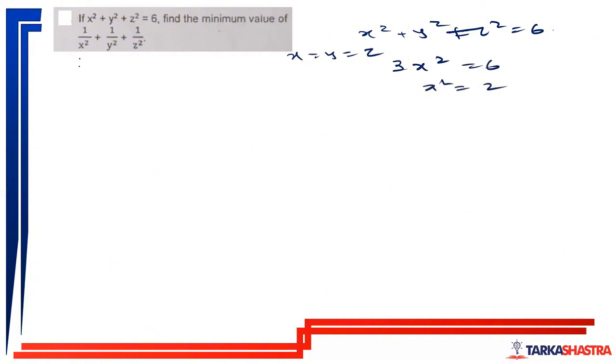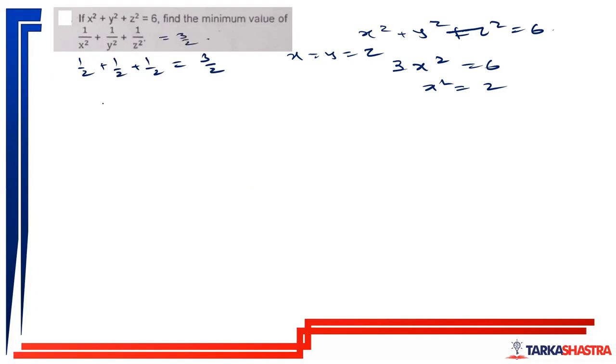Now 1 by x square will be 1 by 2. 1 by y square will also be 1 by 2. 1 by z square will also be 1 by 2. Total is 3 by 2. Okay. Now that we have total is equal to 3 by 2, so your answer, the minimum value, is 3 by 2.